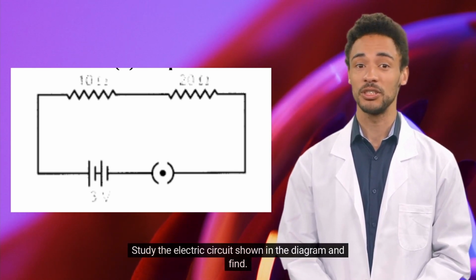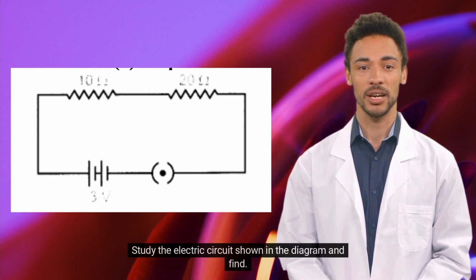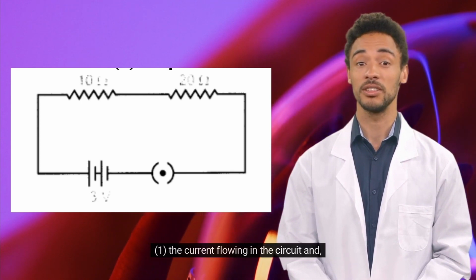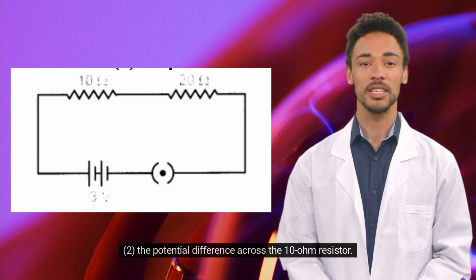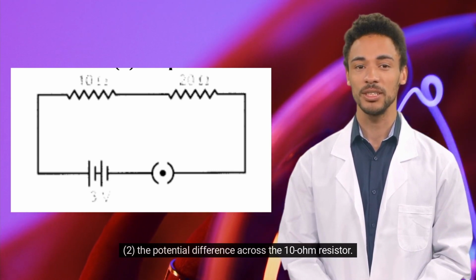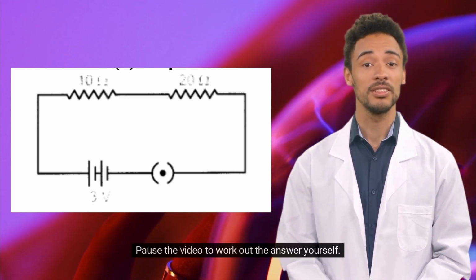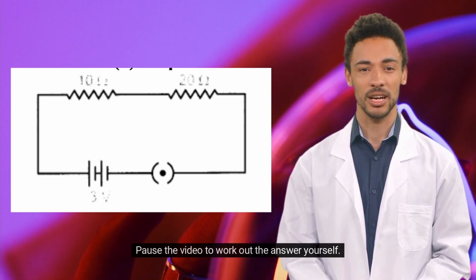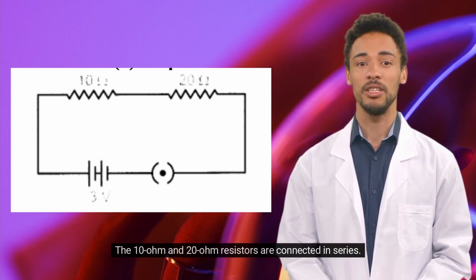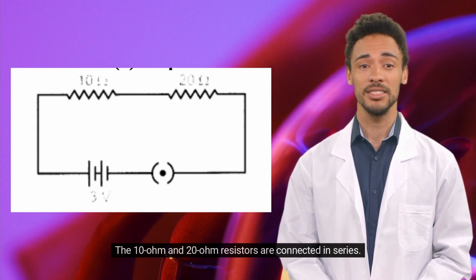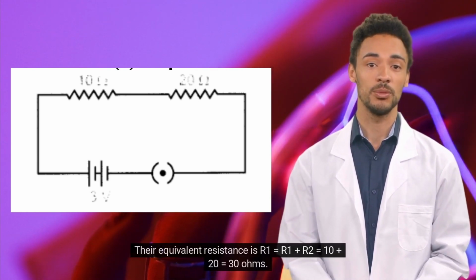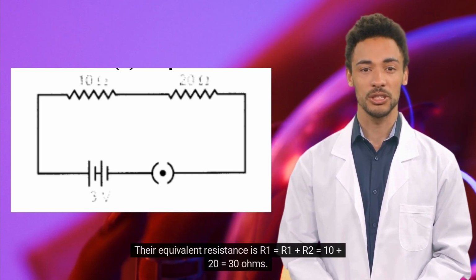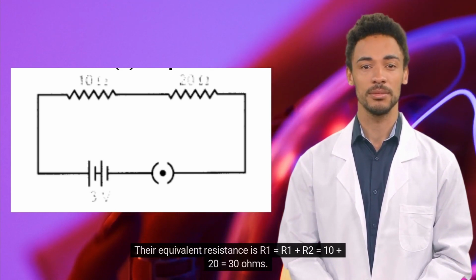Study the electric circuit shown in the diagram and find 1. The current flowing in the circuit and 2. The potential difference across the 10 ohm resistor. Pause the video to work out the answer yourself. The 10 ohm and 20 ohm resistors are connected in series. Their equivalent resistance is Rs equals R1 plus R2 equals 10 plus 20 is equal to 30 ohms.